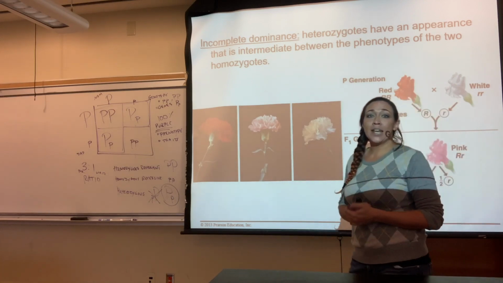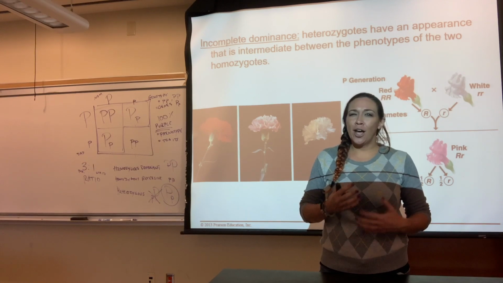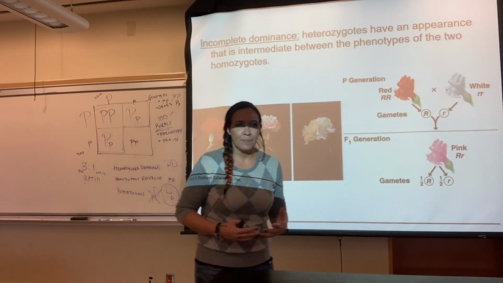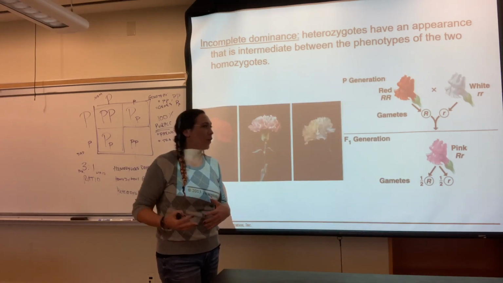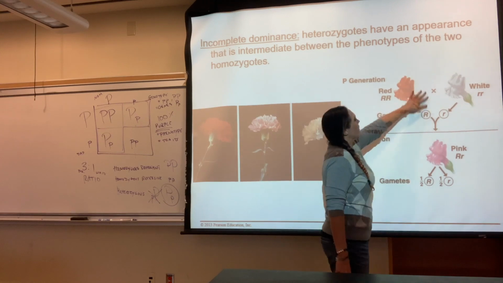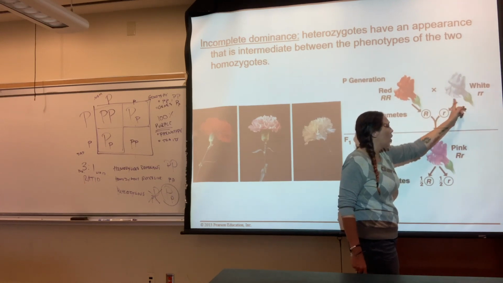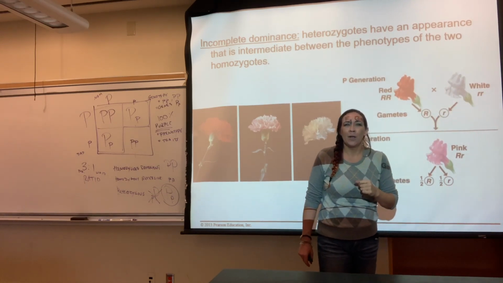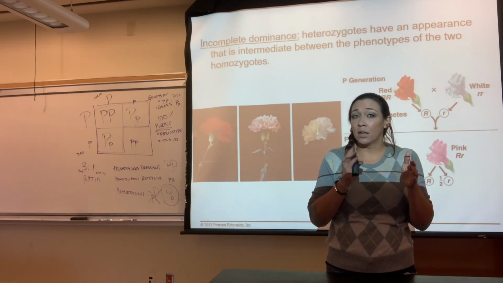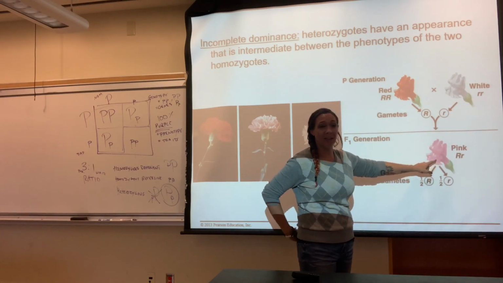Now, those are dominant genetics, but there's also incomplete dominance. That means it's not quite dominant over everything else. In this case, we have a homozygous dominant red flower and a homozygous recessive white flower. When we breed the two, we get a heterozygous, but red was not completely dominant over white. So a little bit of red showed up and a little bit of white showed up, which means our F1 generation is pink.